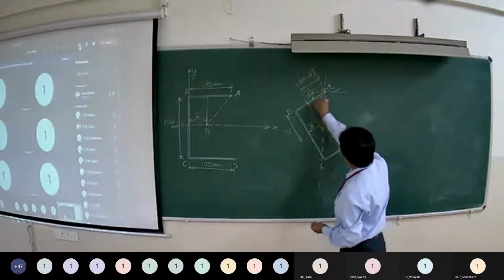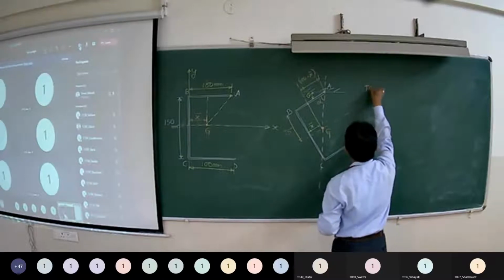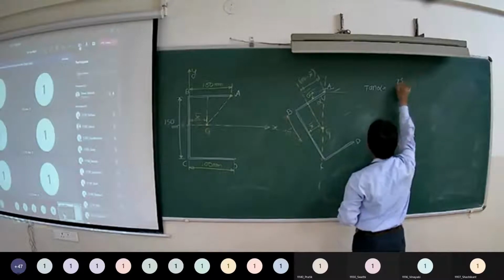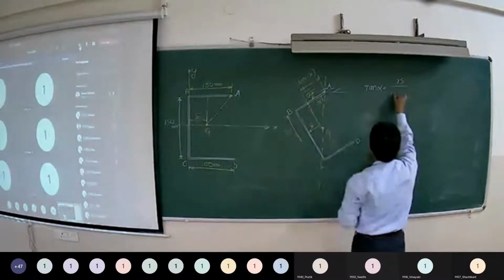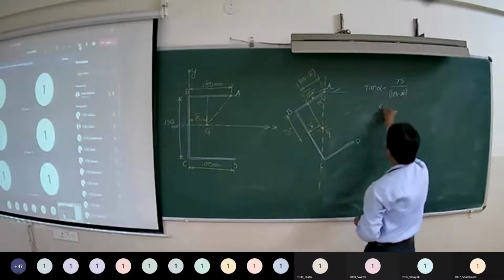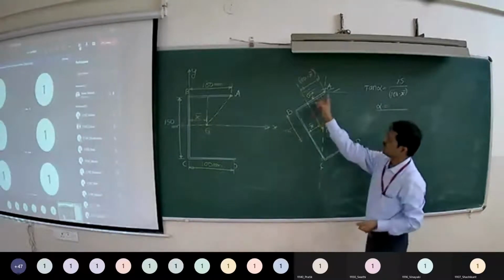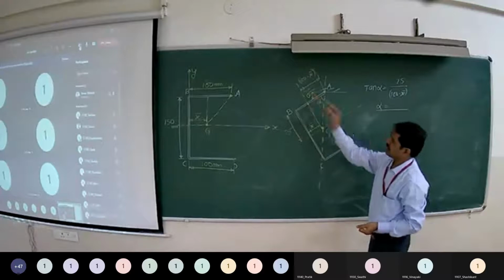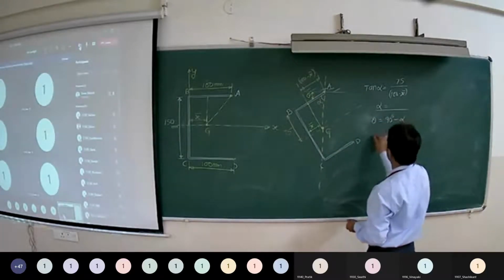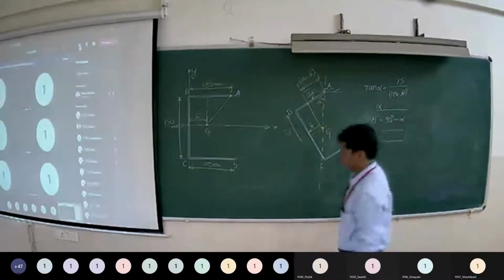Now from this right angle triangle, you can write tan alpha is equal to opposite side, that is 75, upon adjacent side, 100 minus x bar. From this you can calculate alpha, and you are asked to find out the angle made by AB with horizontal. So theta is equal to 90 minus alpha. That gives you the required answer.